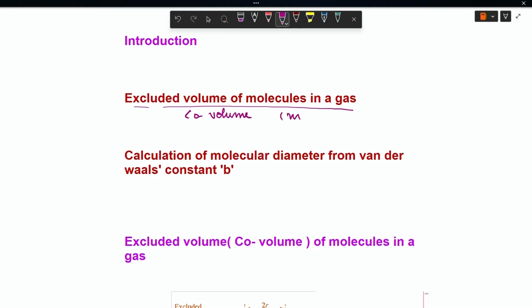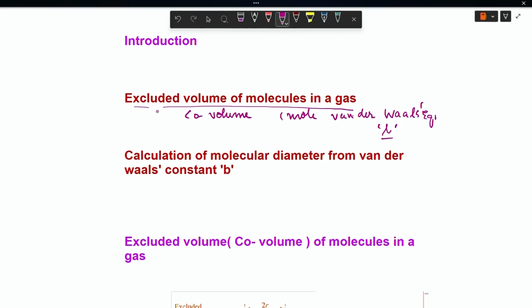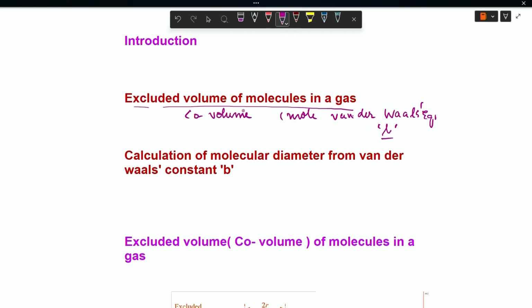For 1 mole in the van der Waals equation, we represent that as B, and that is what we have been using in the van der Waals equation as a van der Waals constant, which is known as co-volume or excluded volume. All these names are for the term B. Next is the calculation of molecular diameter from the van der Waals constant B.